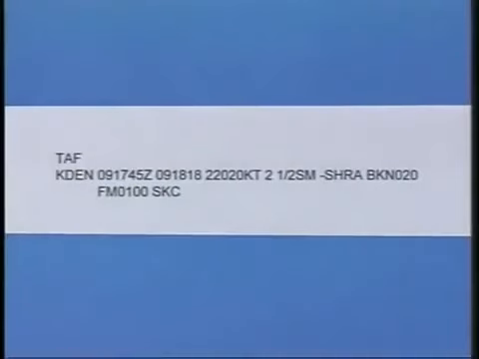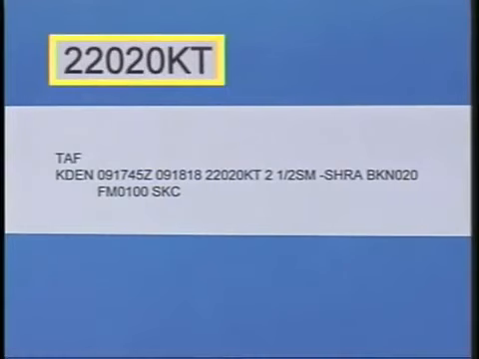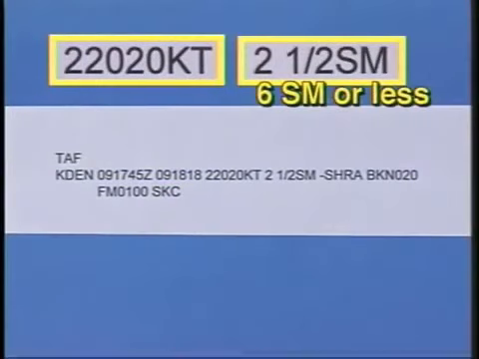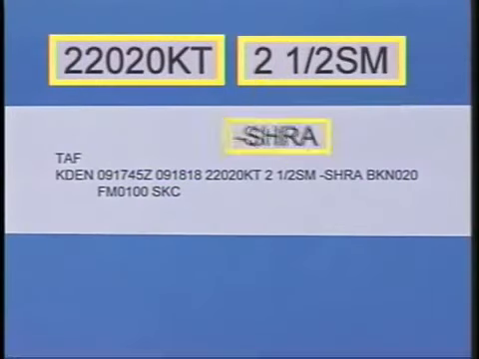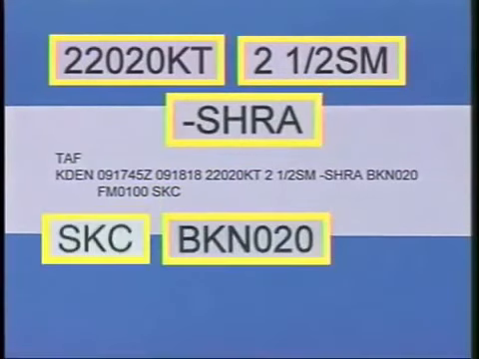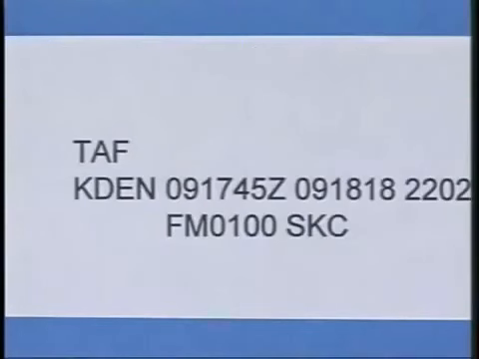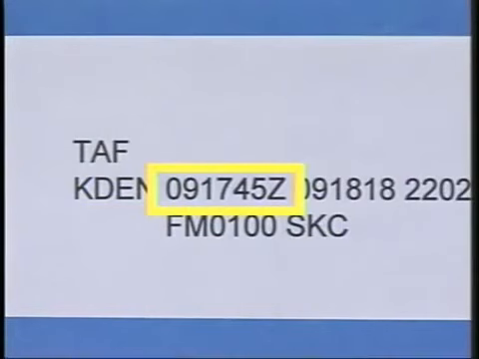In this example of a Terminal Aerodrome Forecast, you can find forecast wind, visibility if 6 statute miles or less, weather, and sky conditions. Let's take a look at a typical TAF. This forecast is for KDEN, Denver, Colorado. Following the 4-letter station identifier is the date and time of issuance.